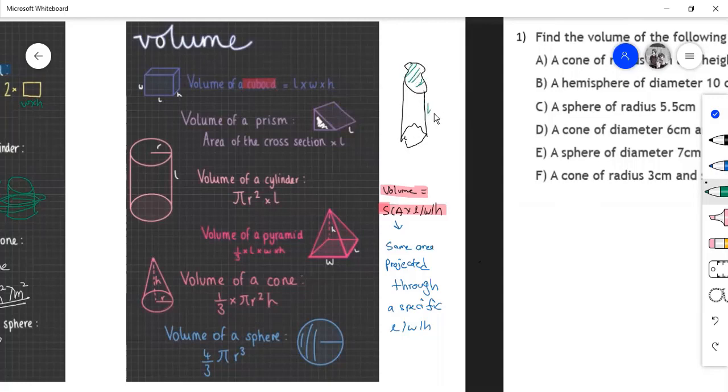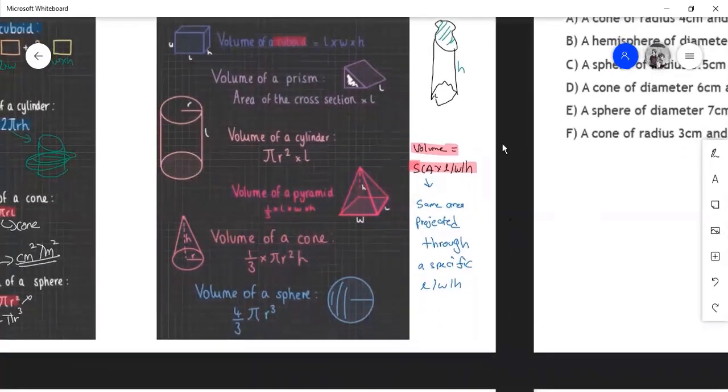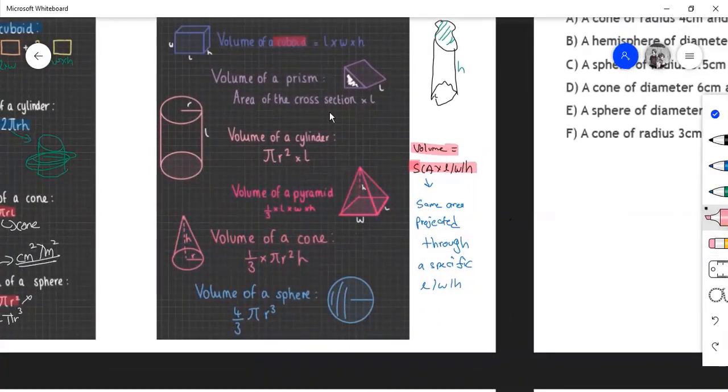So for this, we'll have height instead. That's why I put here length, width, or height. It depends on what is provided to you in the exam. Okay, that's volume of a prism. And you can see the same concept applies throughout other shapes as well.